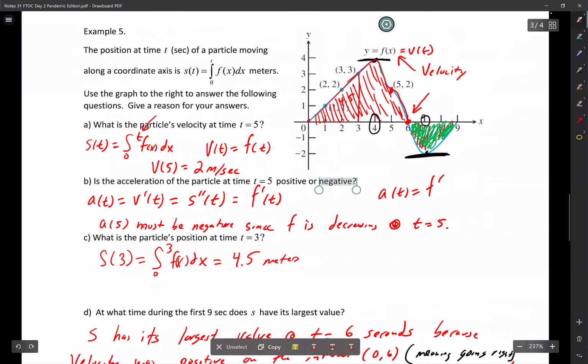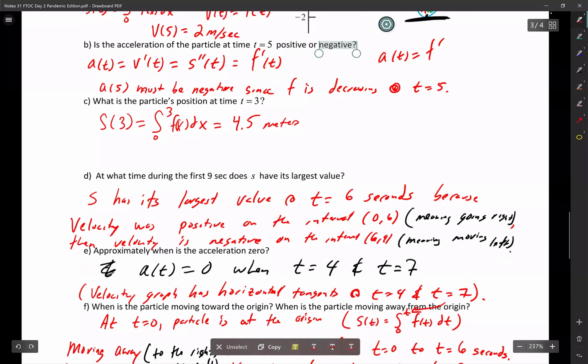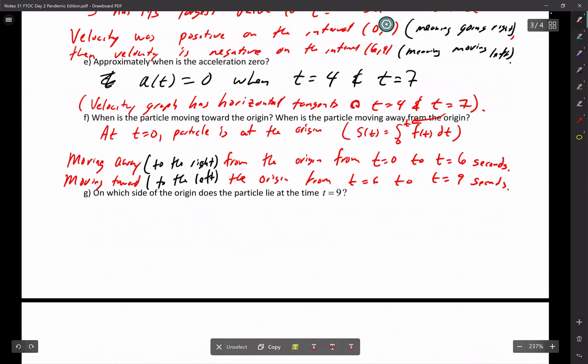Yeah, if I would have started moving to the left, I would have been going away from it, but to the left. And because I stop at 6, there's more area in red than green, so I don't hit the origin between 6 and 9. So I'm still going towards the origin. Does that make sense? Guys, are we still cool? Okay. Letter G is the one that I like. On which side of the origin does the particle lie at t equals 9? Is it to the right or is it to the left?